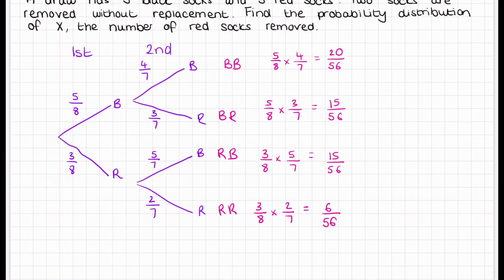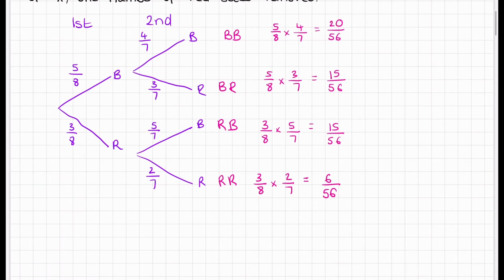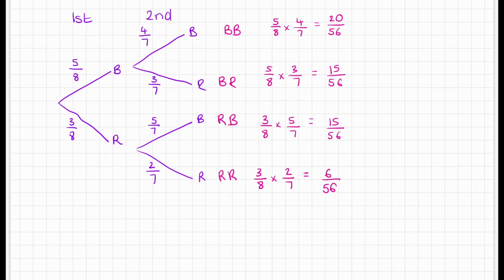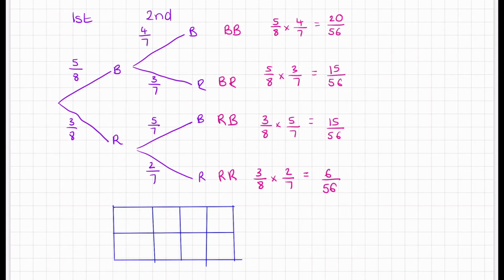Now, our probability distribution is the number of red socks removed. So we're going to create a table. This is what a probability distribution table looks like. Always has 2 rows. The first row is always X, and the second row is our probability. And it always uses this type of notation. So X is what outcomes we're looking for. So the number of red socks, we could have 0 pulled out, 1 pulled out, or 2 pulled out. We've got 3 options of how many red socks could be pulled out. And then we just fill in our probabilities.